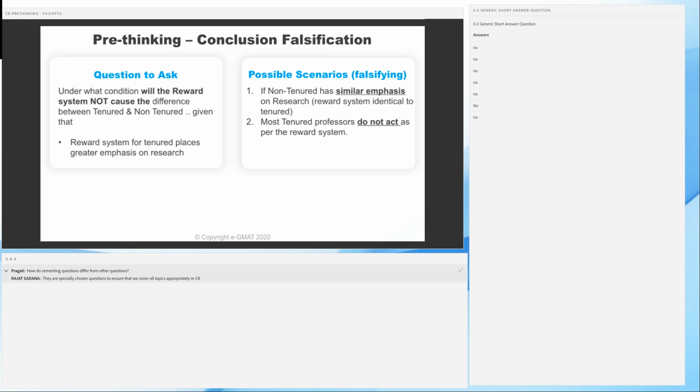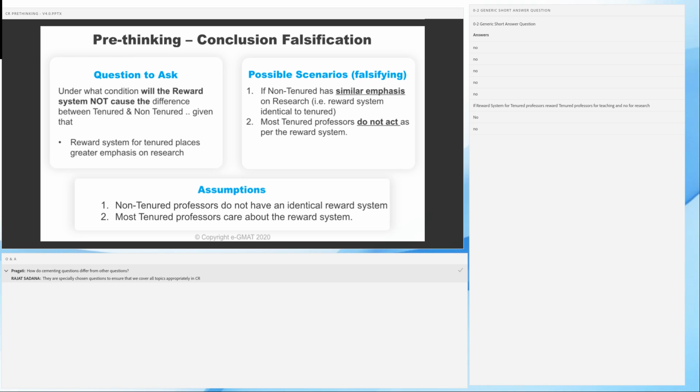Okay. Now, what if the reward system were there, but most tenured faculty didn't care about the reward system? In that case also, yes, there is a greater emphasis on research than on teaching, but that's not what governs their behavior. That's not what governs where they put their energy. If that's the case, then we also can't blame the reward system. Now, if these are scenarios in which my conclusion breaks down, what are my assumptions? Non-tenured faculty does not have an identical reward system, and most tenured professors care about the reward system. That's really, really important here.